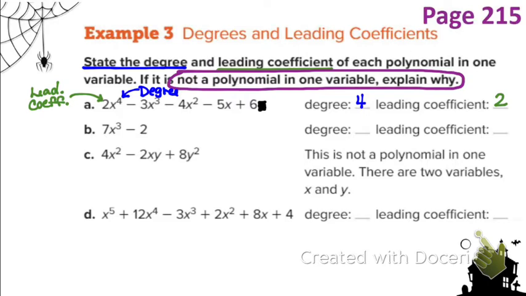Part B. What is my degree? 3. Biggest exponent is my degree. What's our leading coefficient? 7. So what do we know about this polynomial? Right side's going up because we have a positive leading coefficient. What's the left side doing? It's going down. Why is it going down? Odd is opposite on the other side. Perfect.